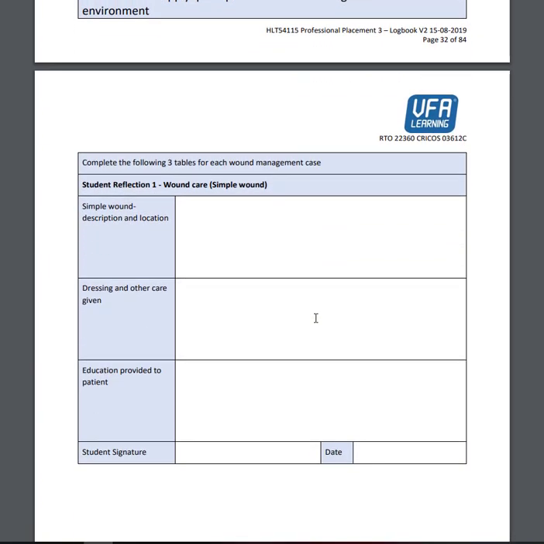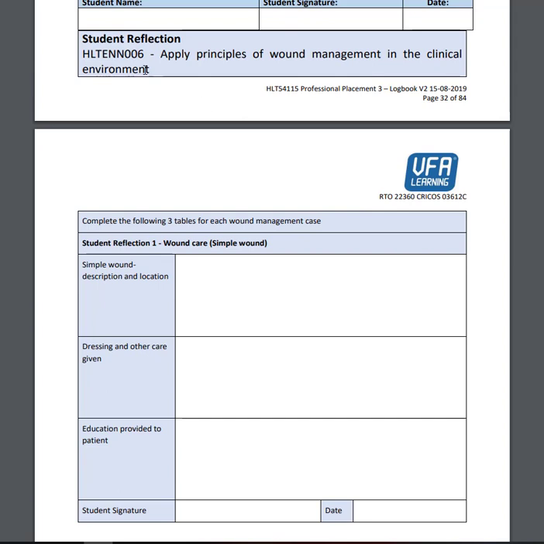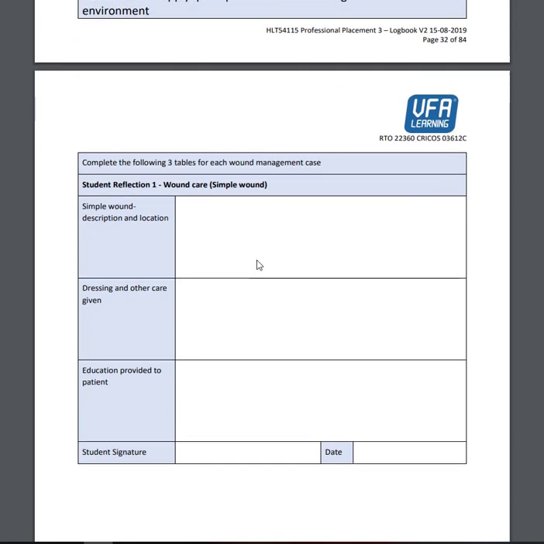For wound management, students will also be doing reflection. So there is a reflection for each of the 3 wounds that you dress. So we've got here, this is the very first one, the simple wound. And basically you need to provide a description of what that wound looked like, where you found it to be located. And we want you to use the terminology that you've been taught in class, things like describing the wound edge.